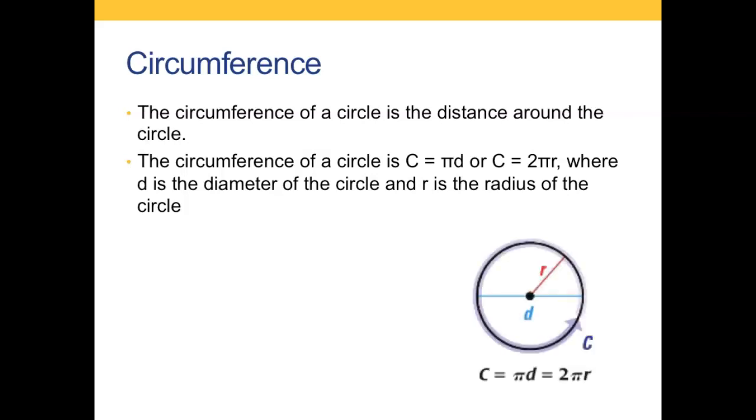So here's a picture for ourselves. C, the circumference, is the measure around the circle, and you can find that either by finding pi times the diameter or by finding 2 times pi times r.